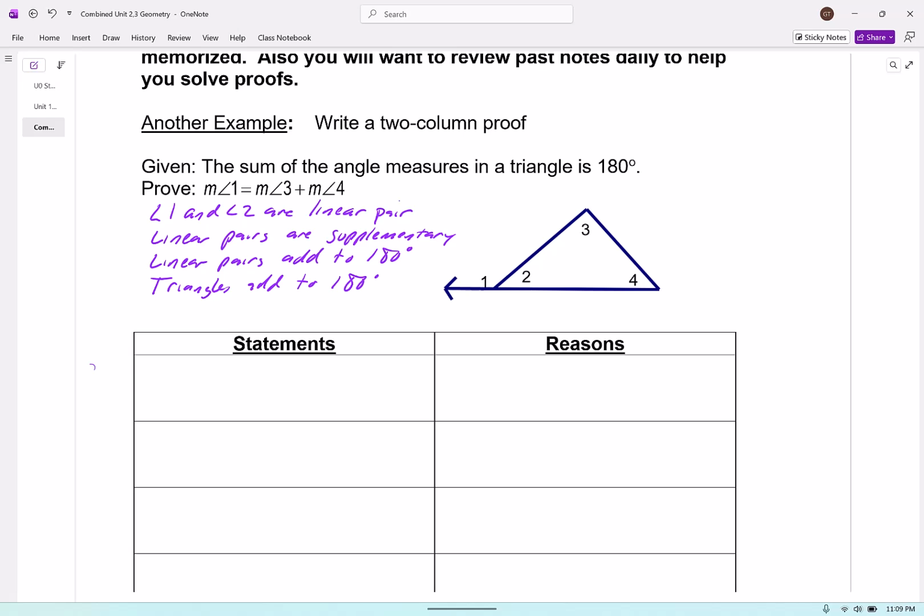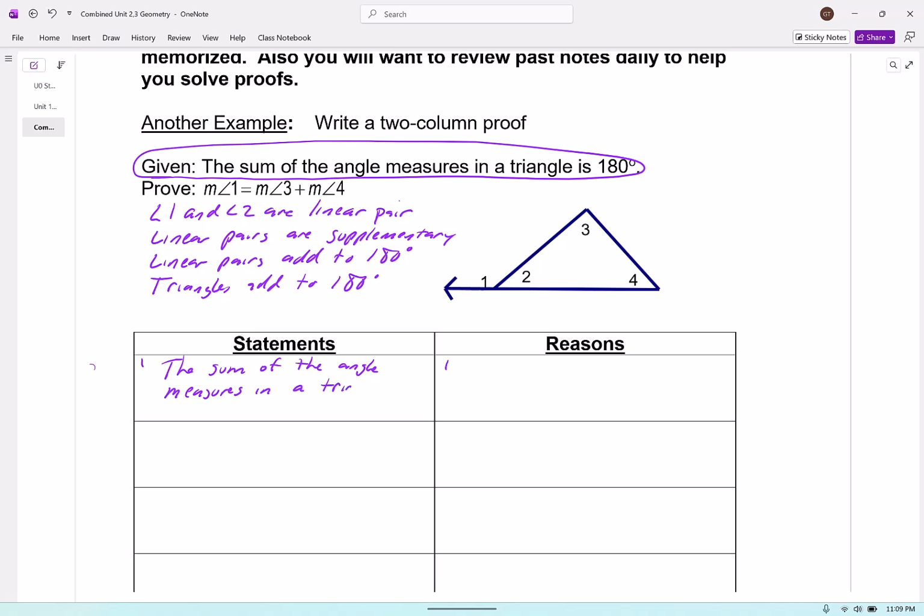Let's take a look at step 1 here. The first thing that I should always do is write the given as my first step. So just simply write the sum of the angle measures in a triangle are 180 degrees. And the reason is that it is given to me. So that's my starting point, and that is always the first thing that I do.